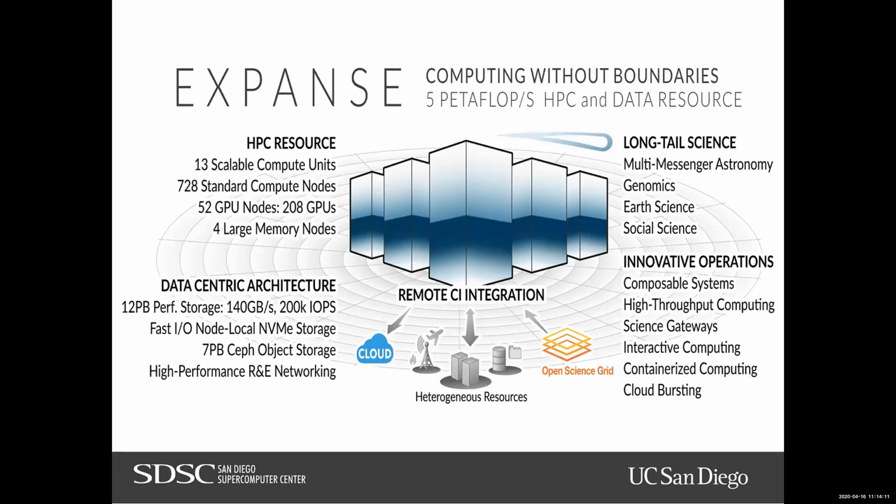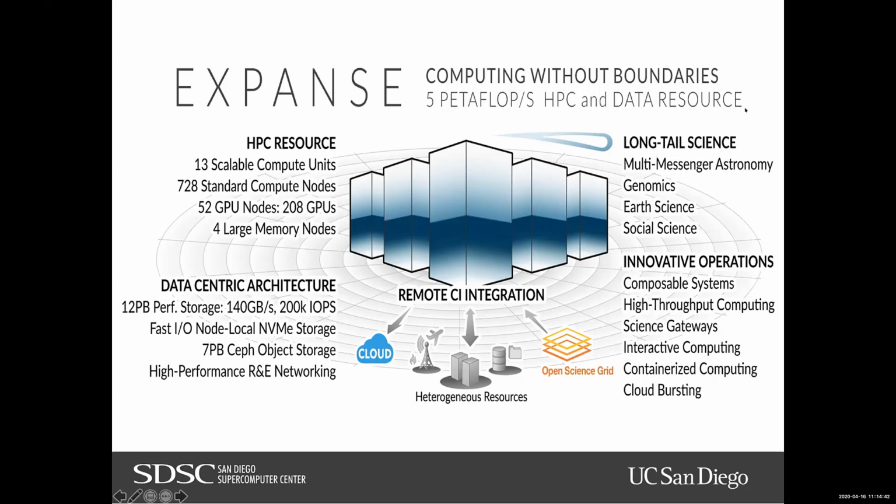Our new machine Expanse, if you haven't heard about it, it's going to be a very big machine, and it's going to have 728 nodes and 52 GPU nodes, 12 petabytes of storage, and it's built for composable systems, cloud computing, and standard HPC computing on CPU GPUs. So we're pretty excited about it. We're building it out this year, so then we'll be doing an Expanse 101 in the fall.